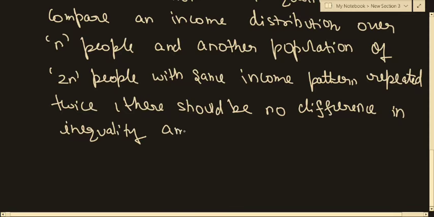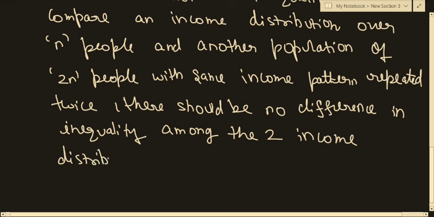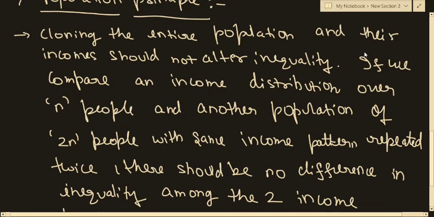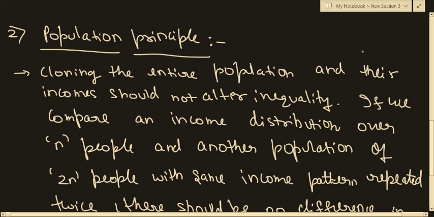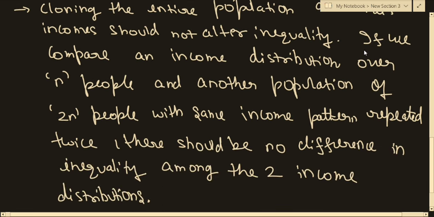Among the two income distributions. So basically, what this population principle is explaining is, if we have an income distribution of, let's say, about 50 people, and we know the pattern about it, like let's say the top 20 are the richest ones and the bottom 30 are the poorest ones. If we clone the population, like double the population to, let's say, 100 people, the income pattern should not change. So there is no difference in inequality between the two populations, the two income distributions.